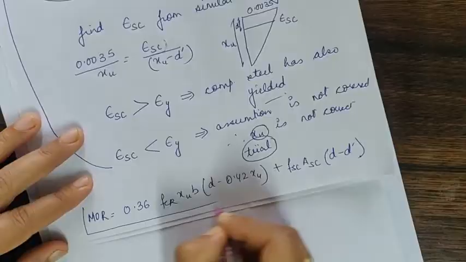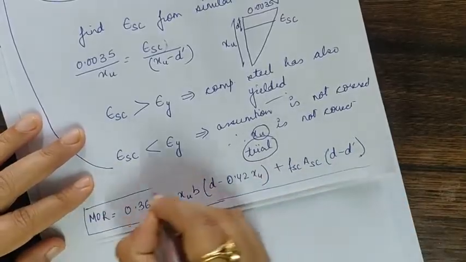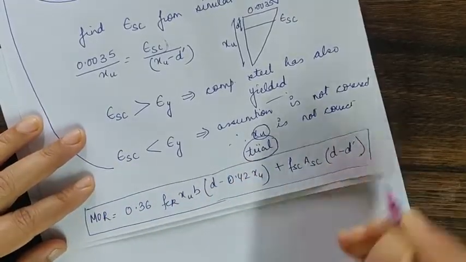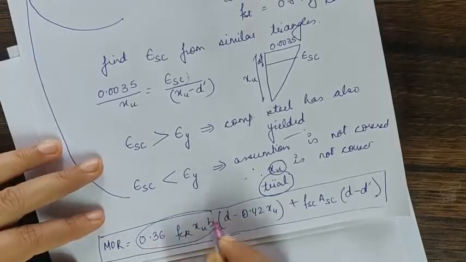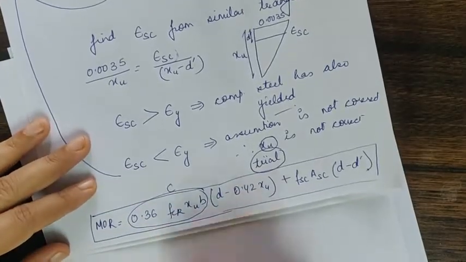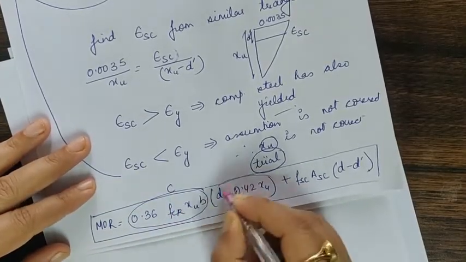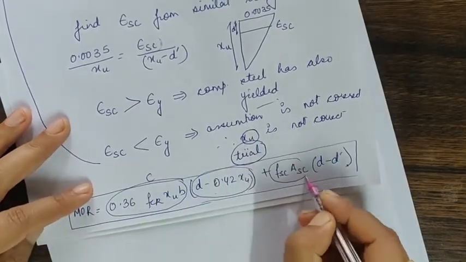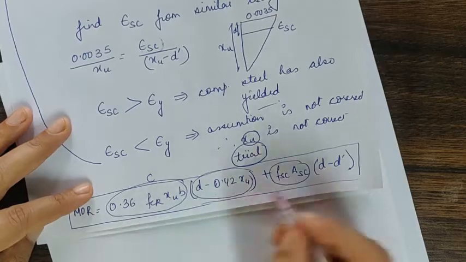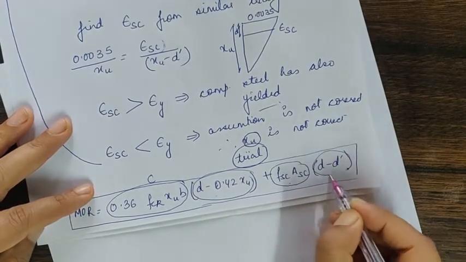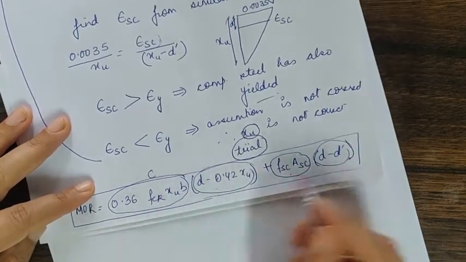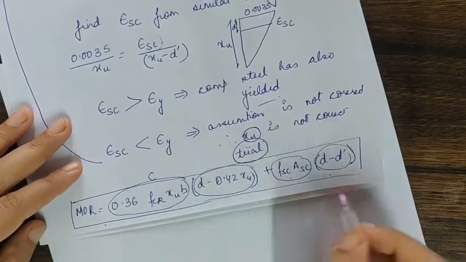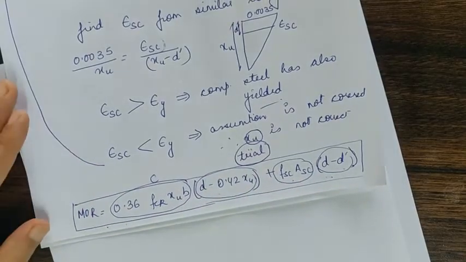It's very simple. All we have to do is force multiplied by the distance. I had this as a compressive force. The distance between this compressive force and the tensile force was D minus D dash. I had this as a compressive force of steel. The distance of this compressive force from the tensile force was D minus D dash. So from this whole thing I'll be able to calculate the moment of resistance.